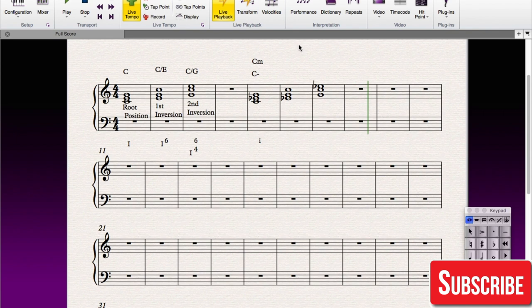Now, when we move on to the inversions, it's pretty much the same. So it can be C m slash, and the note in the bass at this point is an E flat, so slash E flat for first inversion. And for second inversion, you're going to have C m slash G, right? So here I have a second inversion of a C minor chord. So this is the information that you need to have as far as major chords and minor chords are concerned, and their inversions, okay?